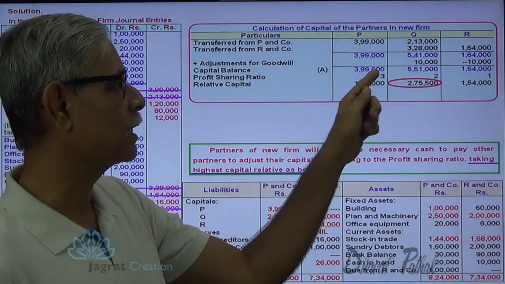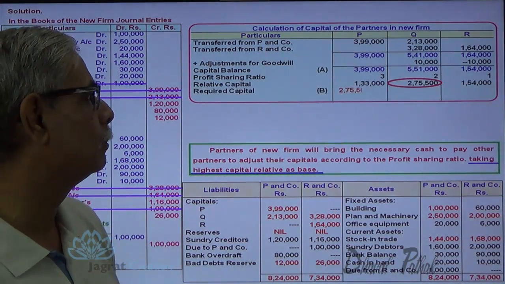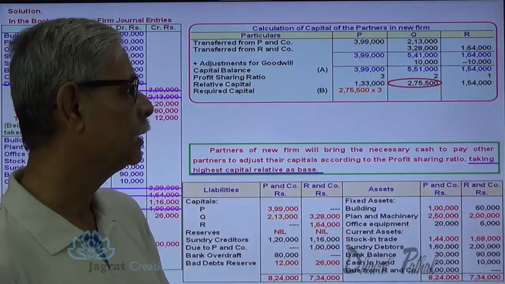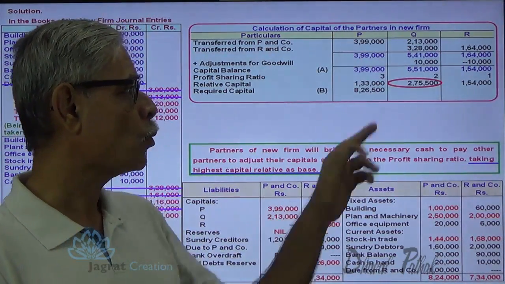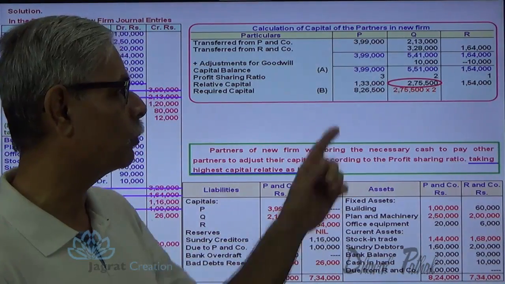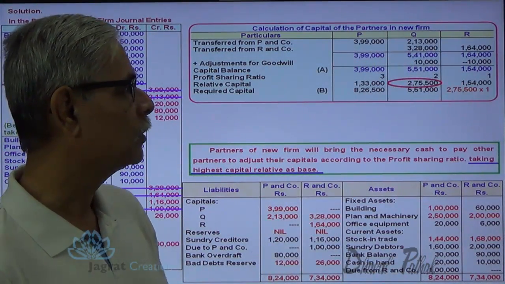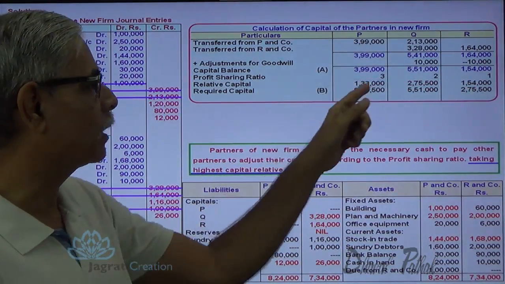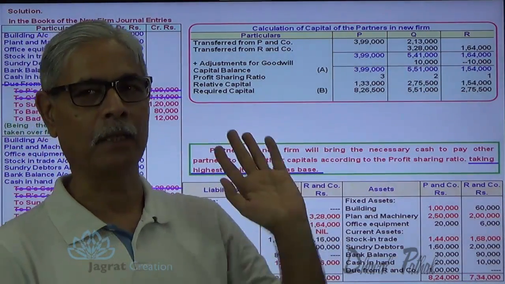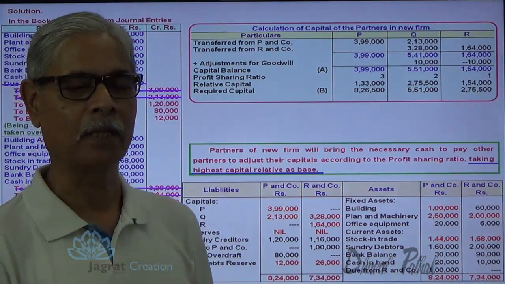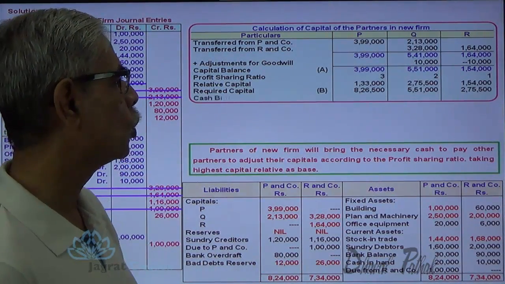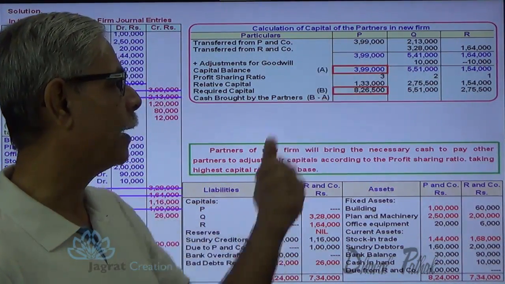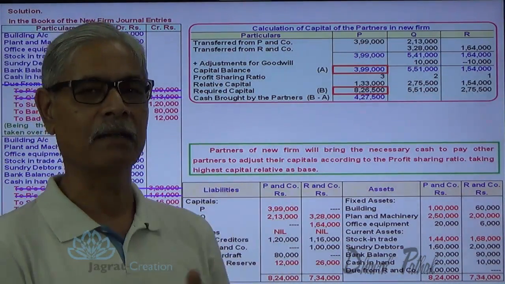So 2,75,500 into 3, that is the capital required to be maintained by P. P is required to maintain for 3 units of profit, 2,75,500 into 3. 2,75,500 into 2 is the capital required to be maintained by Q. And 2,75,500 into 1, capital required to be maintained by R. So this is the capital required. This is the actual capital. So required capital minus actual capital is the amount to be brought by the partner. So B minus A, 8,26,500 minus 3,99,000, the amount to be brought by P, 4,27,500.